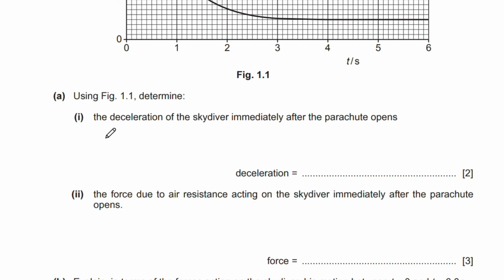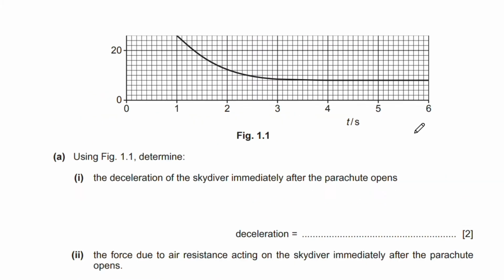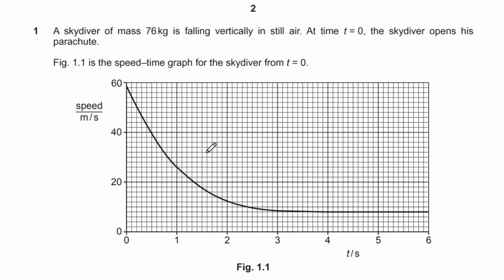Now, using figure 1.1, you have to find the deceleration of the skydiver immediately after the parachute opens. Since it is saying immediately, we can take this triangle where time is 0.5 seconds, and we see the change in velocity. This is around 59 and this is 40. So change in velocity will be 59 minus 40.